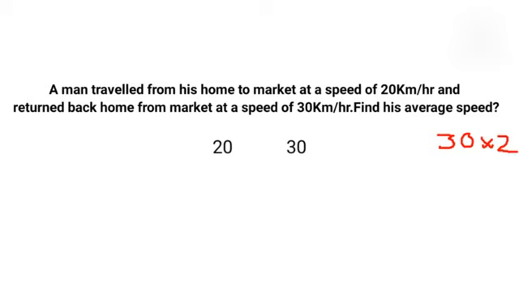That is 30 into 2, 60. Check whether 60 is divisible by the other number. We know that 60 is completely divisible by 20. So here the LCM is 60. So you got the LCM as 60. Now you find with what number we have to multiply 20 to get 60. That is 20 into 3 is 60. And by multiplying 30 with which number will we get 60? 30 into 2 is 60.